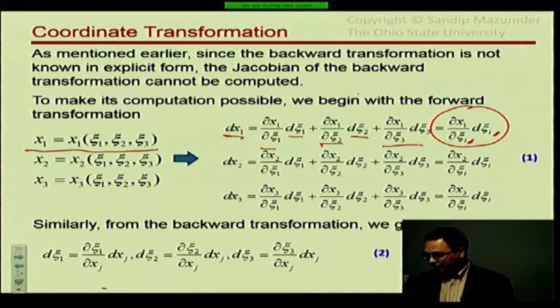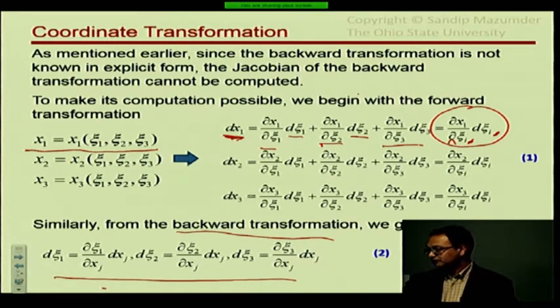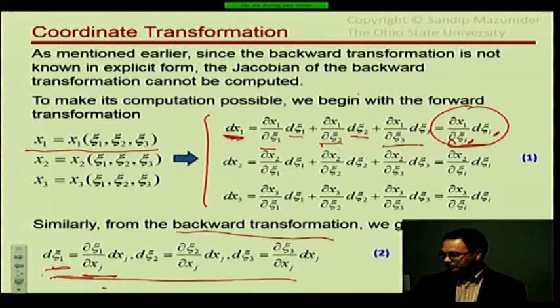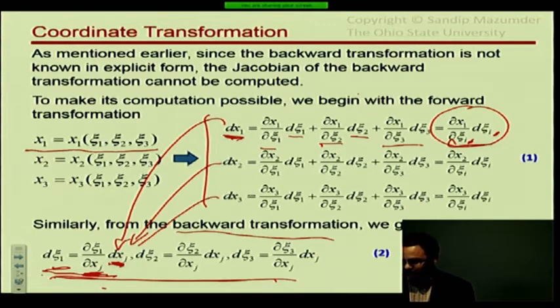Now what we can do is, from the backward transformation, we can write similar expressions. Here I have written dx1 in terms of that, but I can do the reverse and write d psi 1 in terms of the partial derivatives in x. So exact same expressions derived from the backward transformation. Now, this is tensor notation, so this guy actually has x1 x1 plus x2 x2 plus x3 x3, 3 terms really. I'm going to plug in these 3 in that summation.